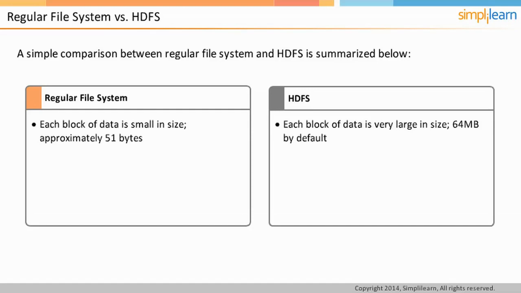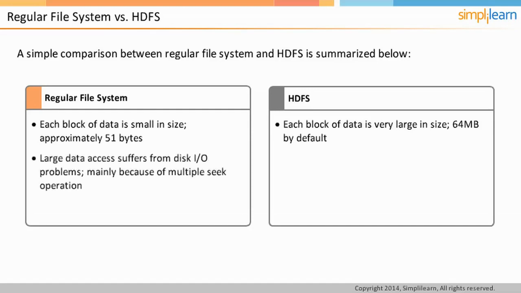A regular file system provides access to large data, but this feature of the file system may suffer from disk I/O problems, mainly due to multiple seek operations. HDFS can read huge data sequentially after a single seek, which makes it unique since all these operations are performed in distributed mode. In the next screen, we will list the characteristics of HDFS.